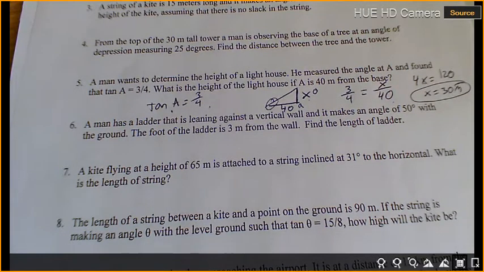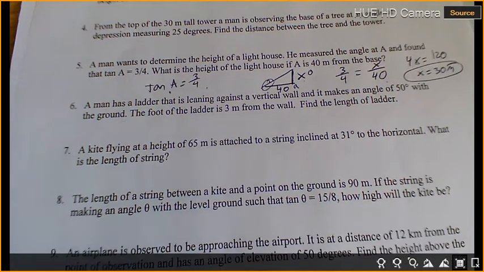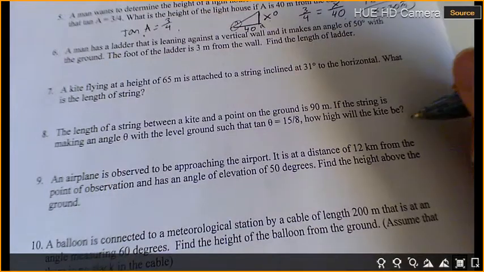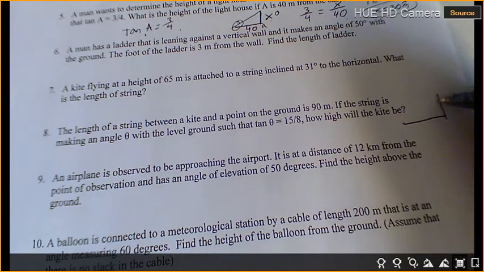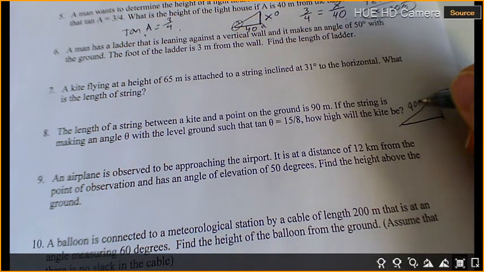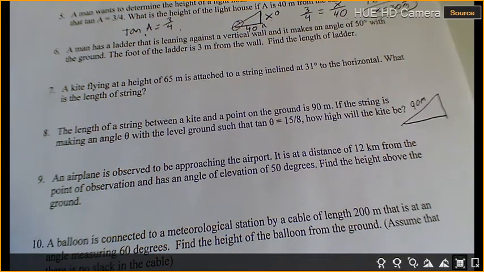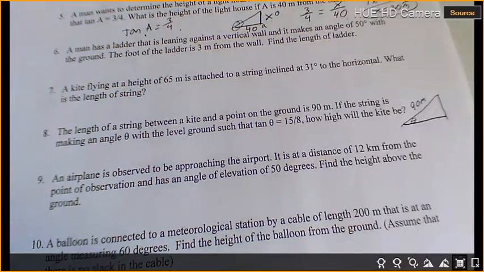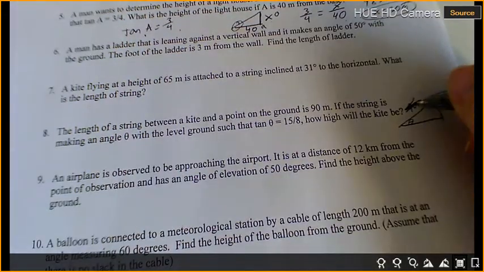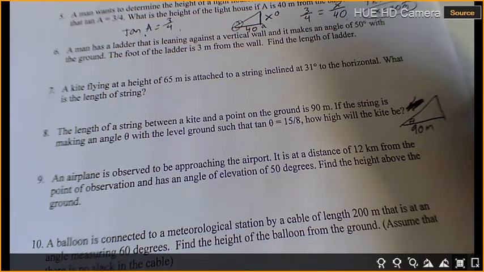Can you do 8? Yeah, the length of a string of a kite to the ground is 90 meters. If the string makes an angle of this many degrees, it's the same thing. It's just what we just did, but I can set it up. So here is the length of the string between the point on the ground, 90 meters. If the string is making an angle of theta with the ground and the tan is 15/8, how high is the kite? Oh, it says on the ground, so 90 meters isn't here. 90 is here. And I'm looking for the height.